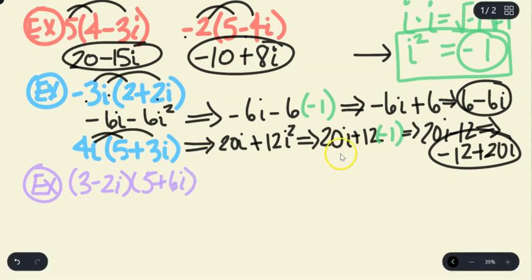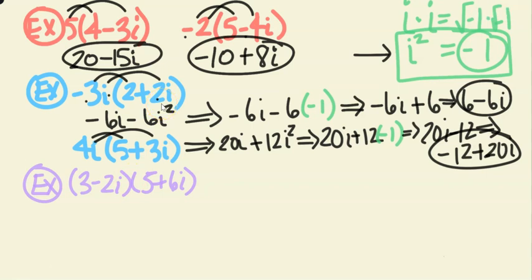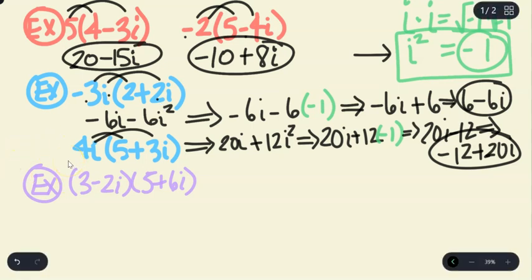Well, you notice there's no symbol in between. This is not addition, it's not subtraction, it's multiplication. So I'm going to use distribution again. You guys may call it FOIL, but it is distribution. I'm going to take the 3 and I'm going to multiply it.